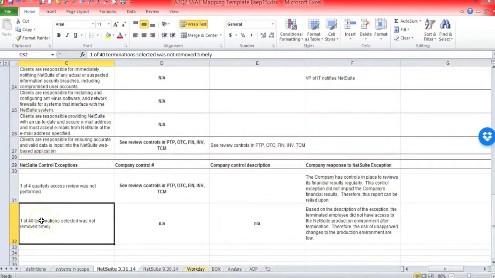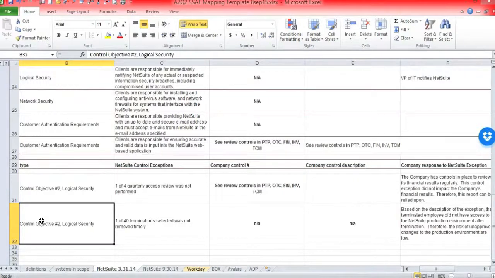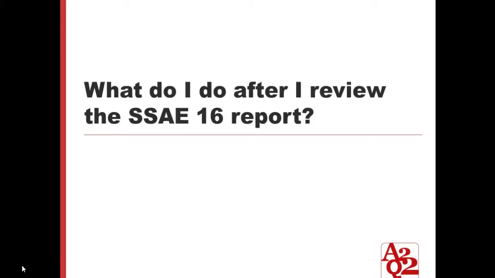And that's essentially what you have to do whenever you find an exception in the controls that you're relying on from NetSuite. Okay, so we've looked at the opinion, we've looked at the dates, we've looked at the user considerations, and you've looked at the controls that you're relying on from NetSuite. What do you do after you review the SSAE16 report? What's the final touch to it? So I'm actually going to show you.